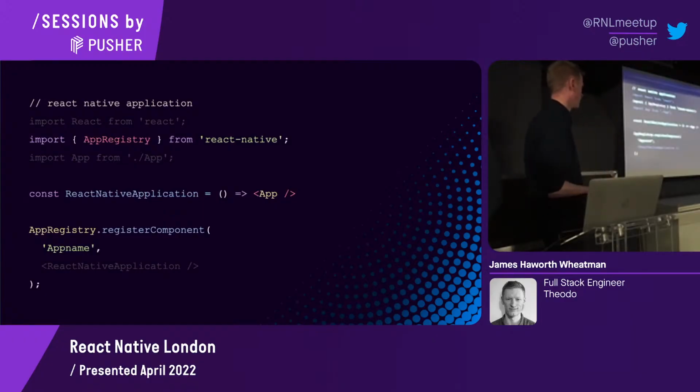You've got the AppRegistry, and you're saying register this component, and you give it the root name of the app essentially, and this goes and finds the root component, which is somewhere in a native view, and it now knows to render that React element tree to your root view.